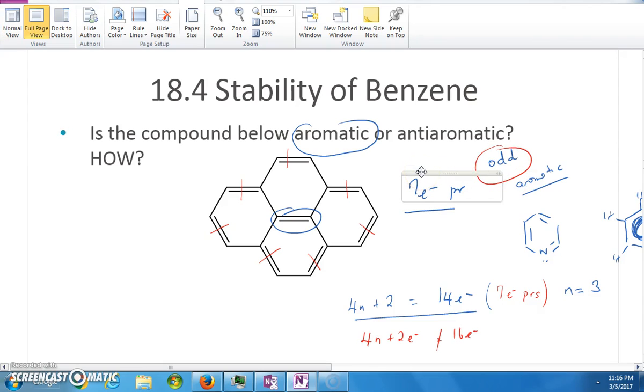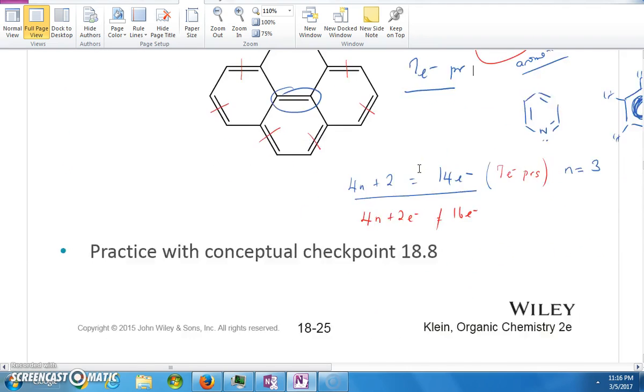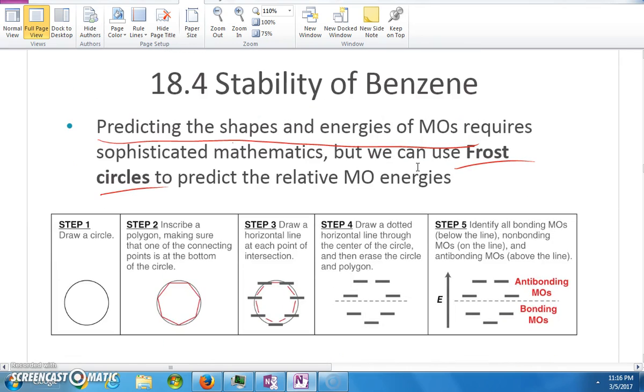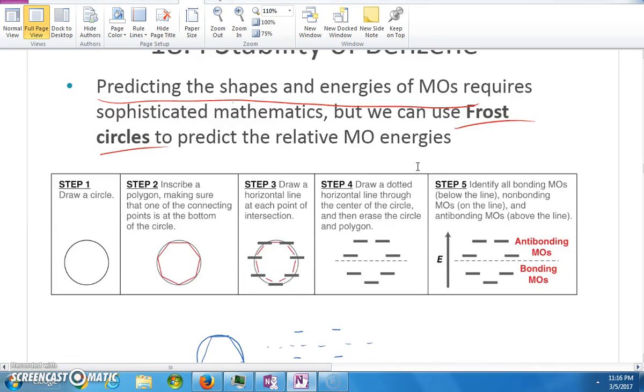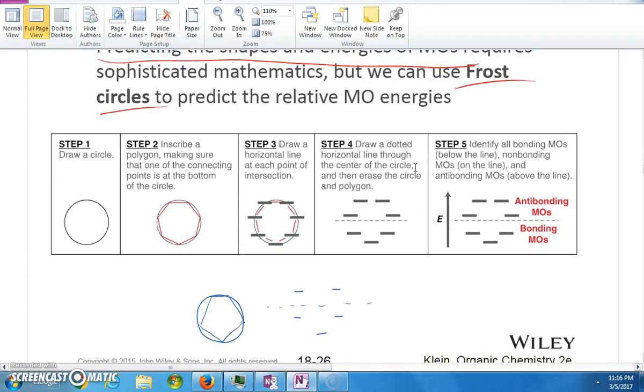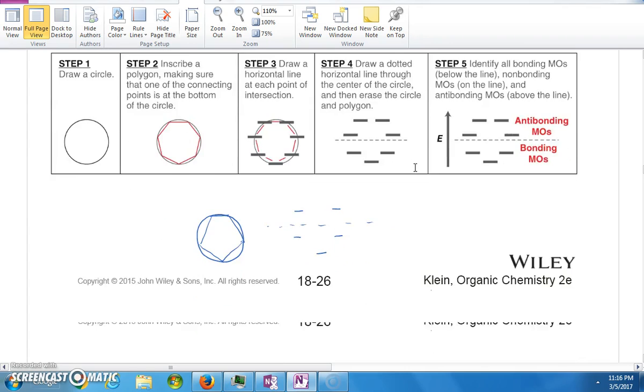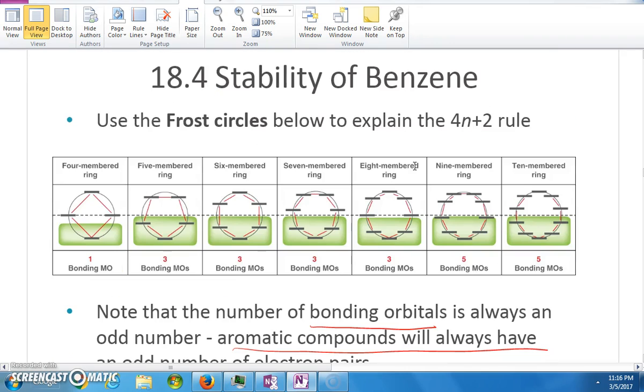So a compound is aromatic if it has an odd number of electron pairs and at the same time has a continuous delocalization of pi electrons due to a fully conjugated ring system, in which you have continuous overlap of the unhybridized p orbitals. Now, to be able to predict the shapes and energies of the molecular orbitals, you just have to use the Frost diagrams to predict it, and it's pretty straightforward. You can see these are the different Frost diagrams.